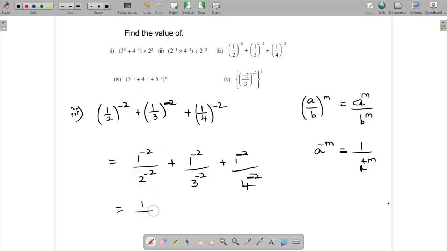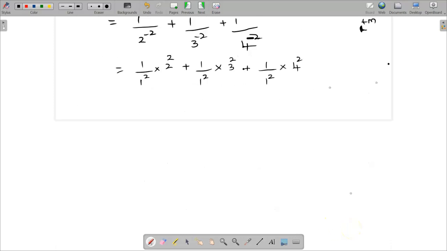So 1 by 1^2, and this 2^-2, when it goes to the numerator, becomes 2^2. Plus 1^-2, when it goes to the denominator, becomes 1 square. 3^-2, when it goes to the numerator, becomes 3 square, plus 1^-2 again we need to take that term to the denominator, so it will become 1 square, and 4^-2, when it goes to the numerator, becomes 4 square.